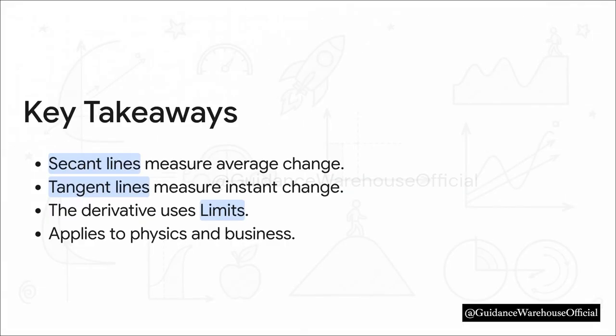Before we finish up, let's summarize the key takeaways. You use secant lines to measure average change over 2 points in time. You use tangent lines to measure instantaneous change at exactly 1 point. The derivative uses the mathematical limit to slide those 2 average points into 1, safely bypassing the divide by zero problem. And once you have that powerful tool, you can apply it universally across physics, business, biology, you name it.